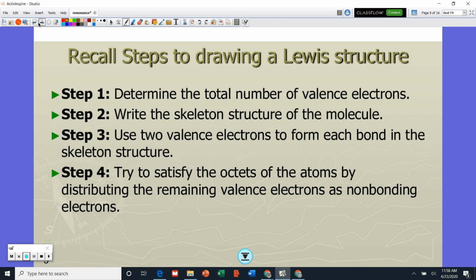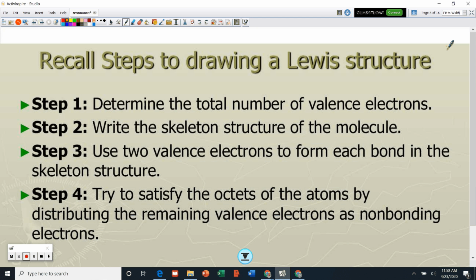All right. So in order to do this, you need to recall that there are some steps to drawing Lewis structures. Basically 4 steps that you need to know to be able to draw a Lewis structure. First, you need to be able to determine the total number of valence electrons for all of the elements or atoms that are involved. You write a skeletal structure of the molecule. You use two valence electrons to form each bond in the skeleton structure. Then you try to satisfy the octets of the atoms by distributing the remaining electrons.